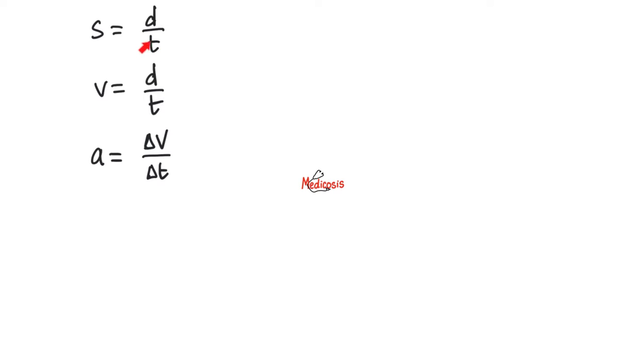Therefore, the rate of change in distance is called speed. The rate of change in displacement is velocity. And the rate of change of velocity is acceleration. You see this equation right now? It means that acceleration is the change in velocity over the change in time. What do you mean by change in velocity? I mean final velocity minus initial velocity. Initial velocity could be called v sub i or v sub 0, over the change in time.